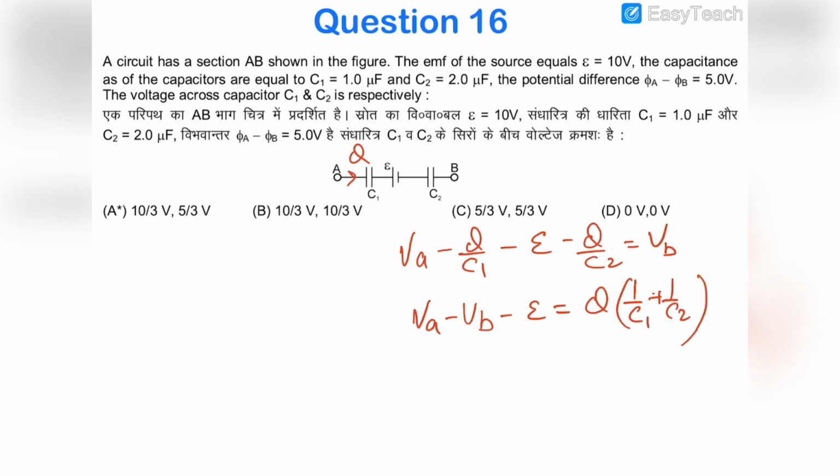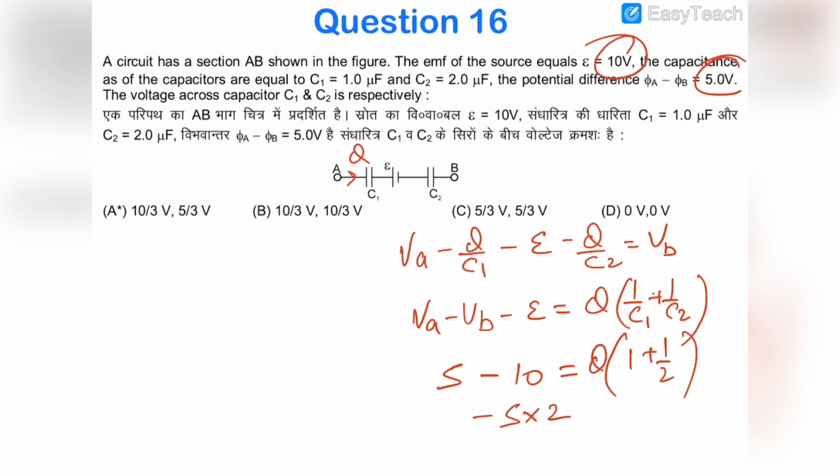Obviously, VA minus VB is given as 5, and E is given as 10, and Q by C1 is the potential difference across this one, and Q by C2 is the potential difference across this one, and C1 is 1, C2 is 2. So let us find out Q. So this is 1 plus 1 by 2, and this is minus 5, and this is 3 by 2. So Q will be equal to minus 10 by 3.